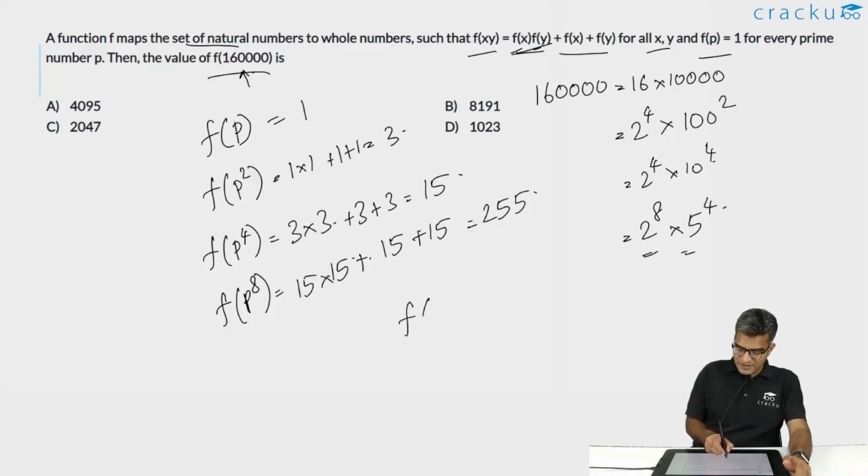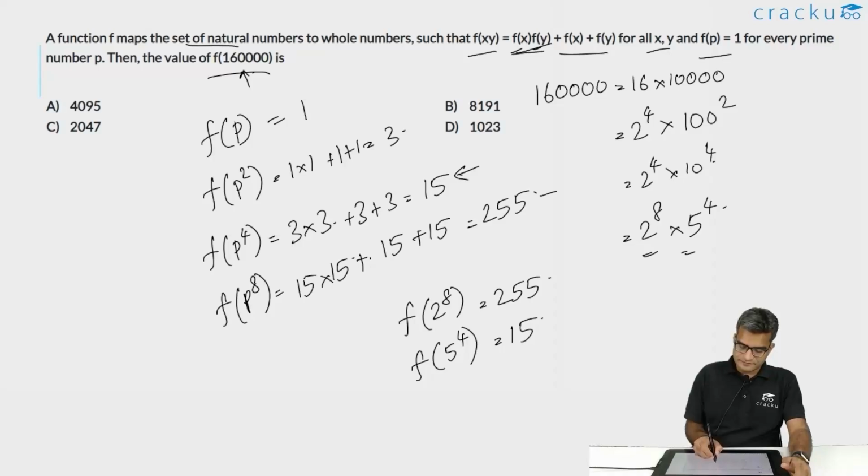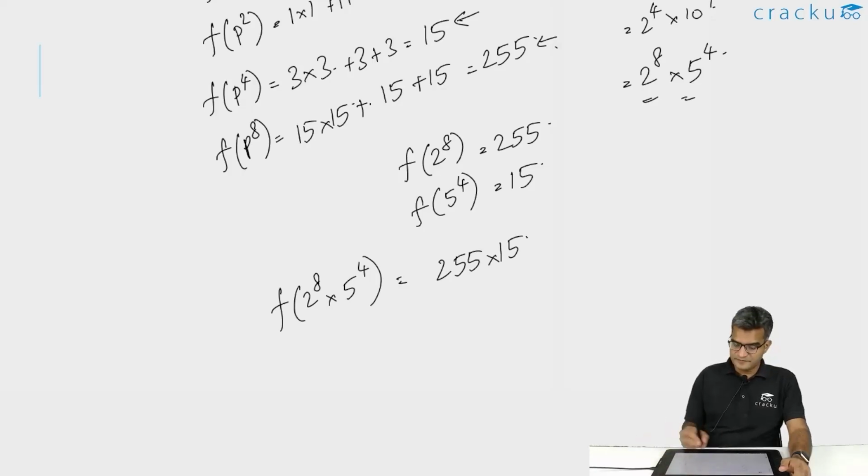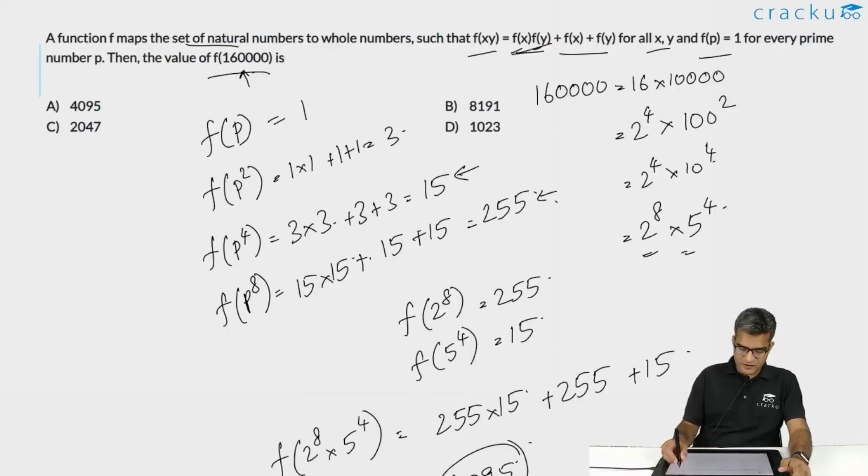So f of 2 to the power 8 is equal to 255. F of 5 to the power 4 is equal to 15. We have calculated this. So the value of their product, that is f of 2 to the power 8 into 5 to the power 4, will be equal to, using the formula, 255 into 15 plus 255 plus 15. If you simplify this, you are going to get the answer as 4095. So the answer will be option A.